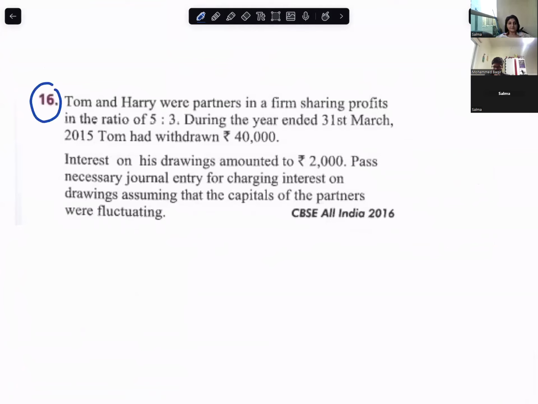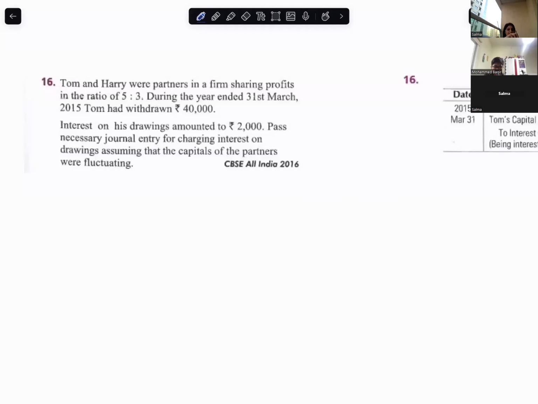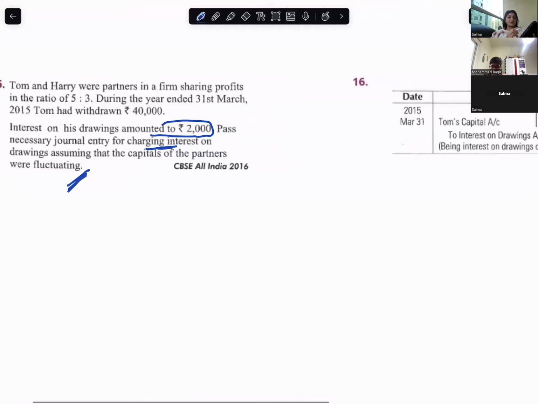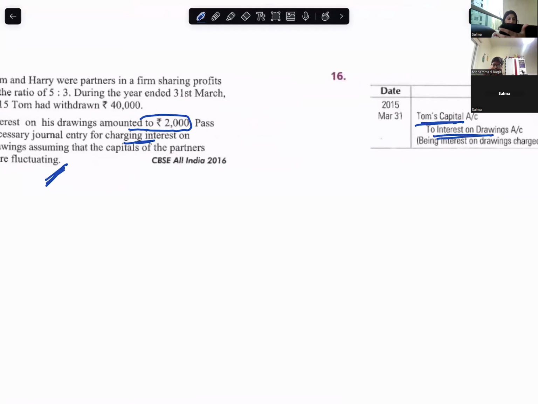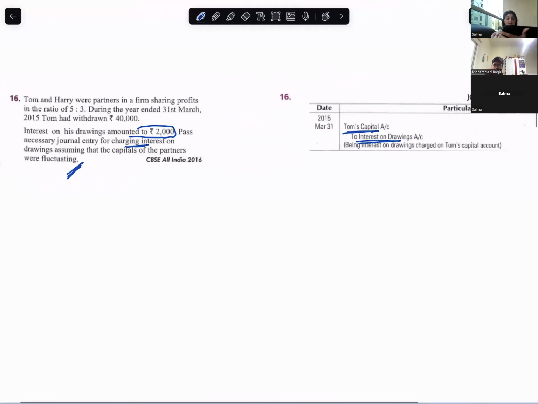Try this. Okay. The next question. Understand over here properly. Here the interest on drawings is already given to you. You have to pass the journal entry for charging interest on drawing, assuming that partners' capitals were fluctuating. That means the capital account is fluctuating. If capital account is fluctuating, you will write partners' capital account debit to interest on drawings account. What is so difficult in this?